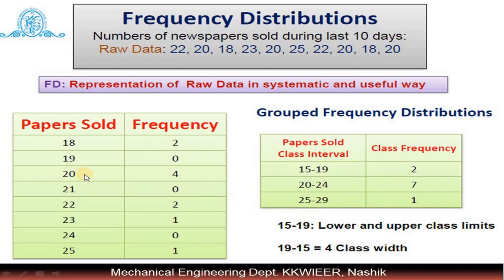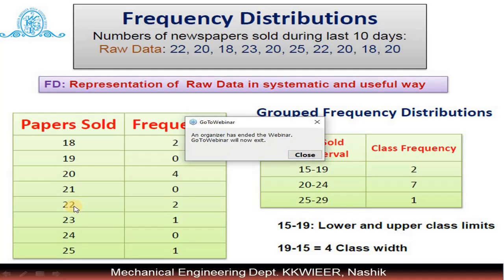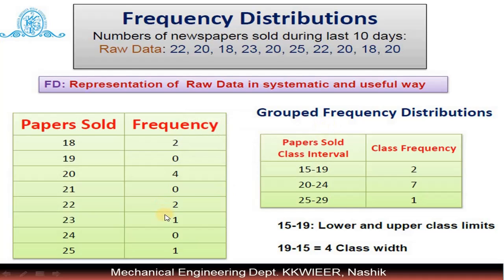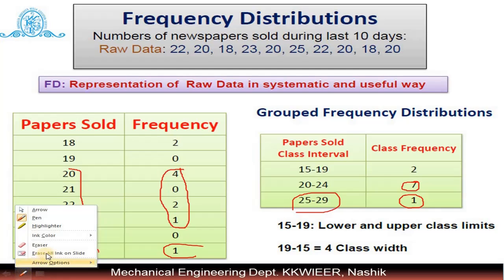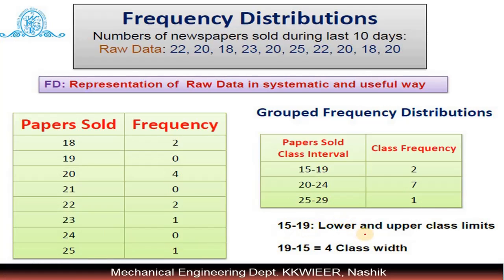Then we have 20 to 24: 20, 21, 22, 23 and 24. How many do we have? It is 4 plus 2 is 6, plus 1 is 7. So 20 to 24 is 7. And then we have 25 to 29, which is only 1. So the frequency is grouped together here. Now 15 to 19 indicates, out of that, 15 and 19 as the lower and upper class limits, and 19 minus 15 will indicate the class width. So 4 is the class width.